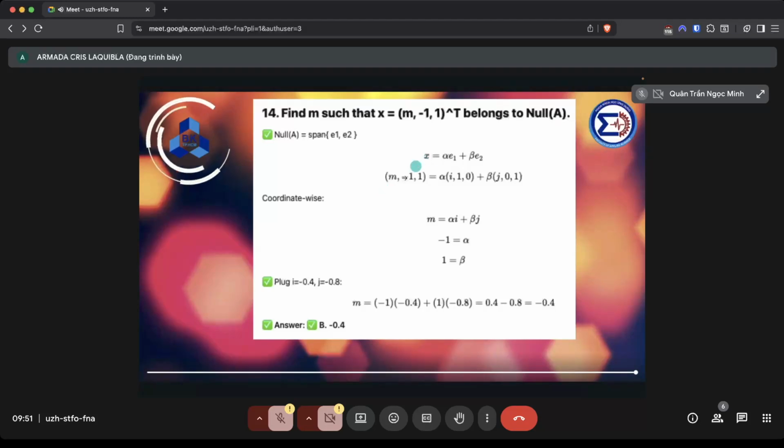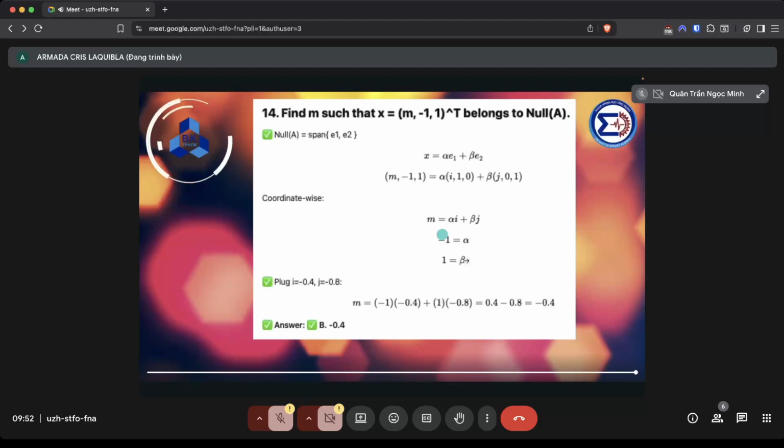So this one, x is equal to this, and then alpha times E1. This is your E1, I10, and then your E2 is J01, right? It's there in the given. So combine all the first components. So M is equal to alpha I, then plus beta J here. That's the first component. Second component, negative 1 is equal to alpha, because alpha times 1 is alpha. And the zero here in the second component, so there is no beta. Now next, third component, we have 1. Your alpha here is 0. Then beta times 1, so it's beta.